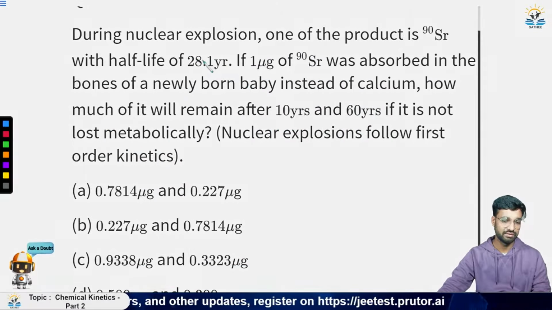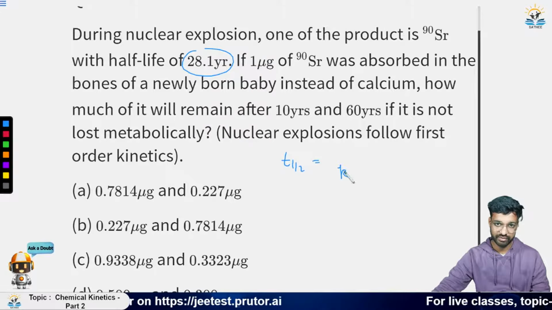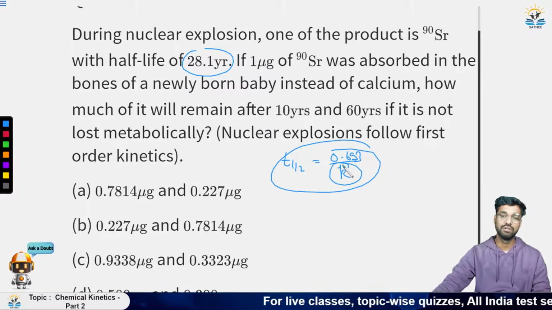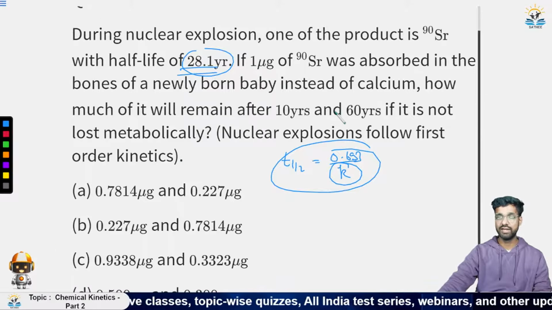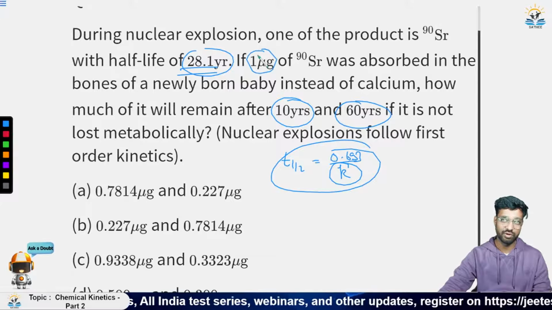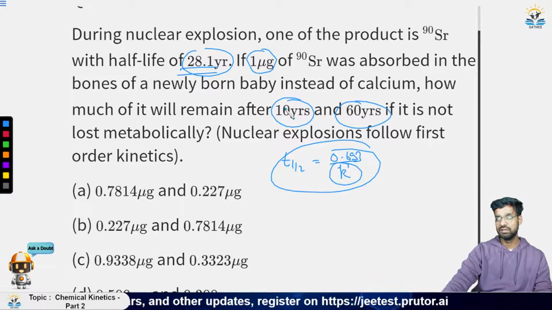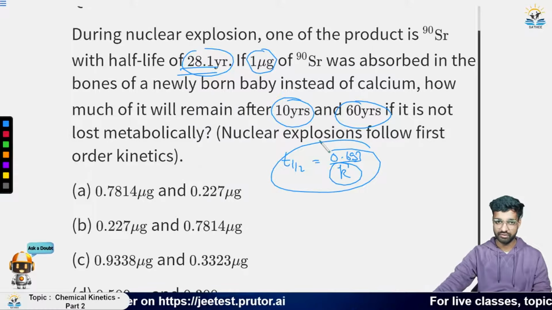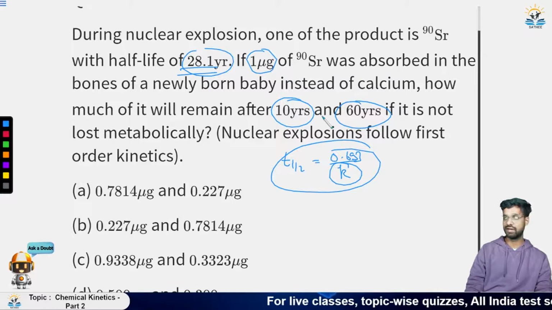Say we have this t half. We know very well that if we have a value of t half, then you can find k, because in a first order reaction it is not dependent upon initial concentration. So you will find the value of k here. Now I will take the value of t as 10 and 60 and the initial concentration as 1 microgram, and then you will find the final concentration at t equals 10 here and t equals 60 here. So you will do it by yourself and get your final answer.